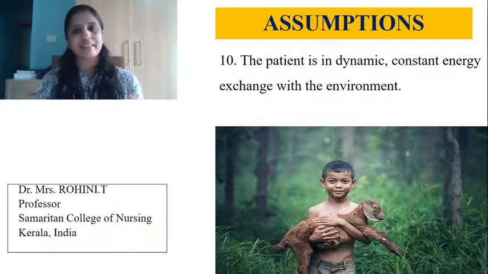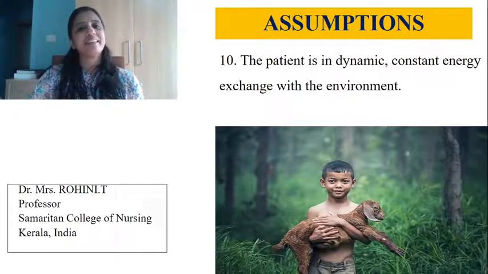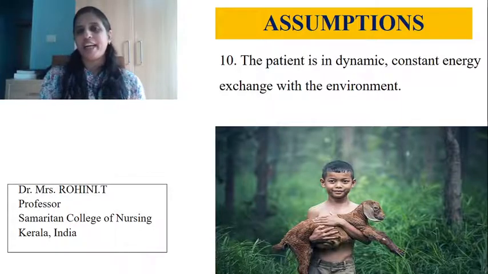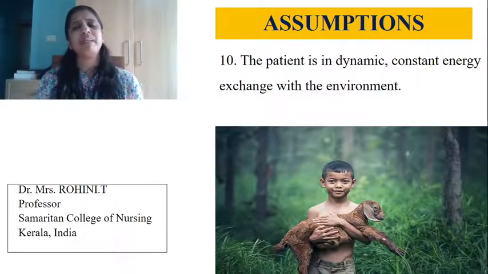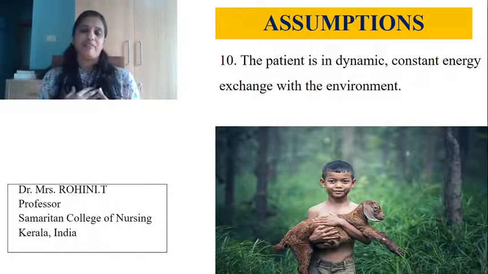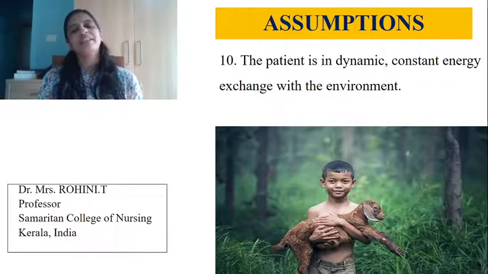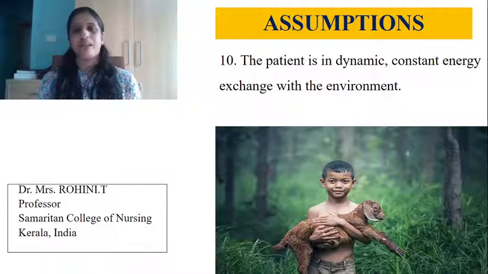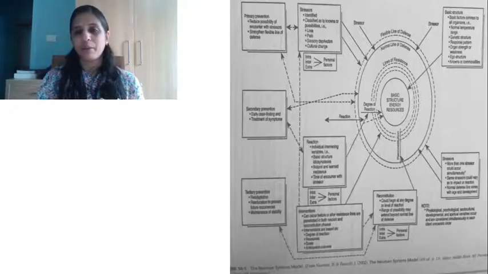So that is the last assumption. The patient is dynamic. There is constant energy exchange with the environment. If anything happens in the environment, if there is a stressor, I may be affected. So these are the 10 assumptions according to Neuman's system model. Shall we just review it once? What is the first assumption talking about?